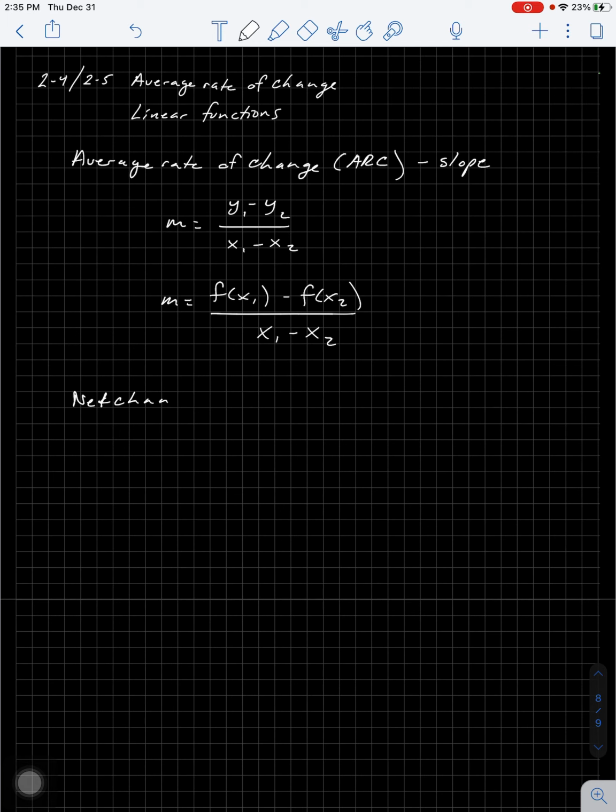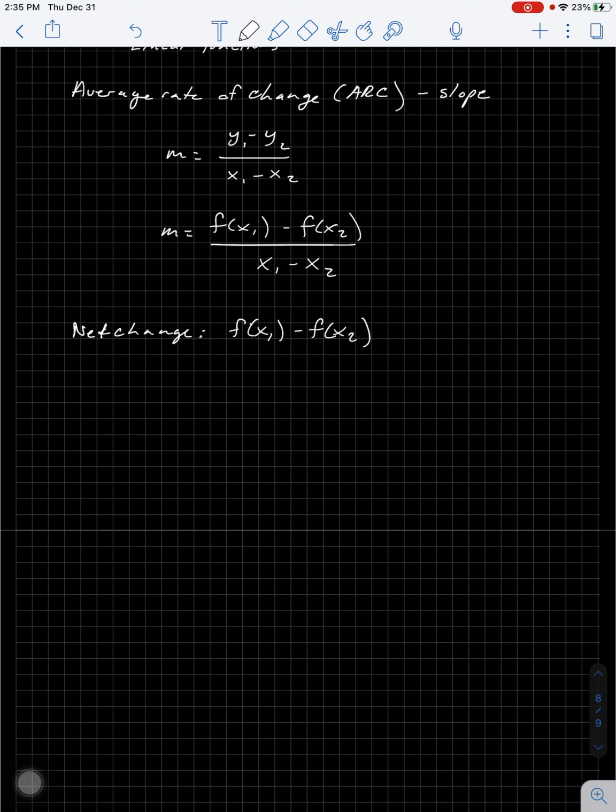Net change is just the difference of the y's. So it's just the top of your slope. So it's just f of x1 minus f of x2. All right, so several problems are going to ask you just to find those two things. Let's do a couple examples.